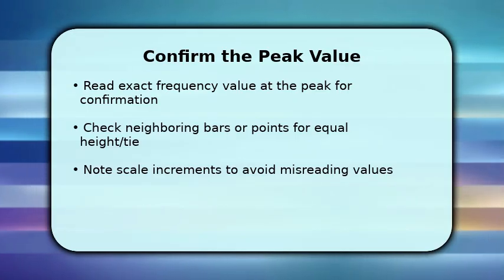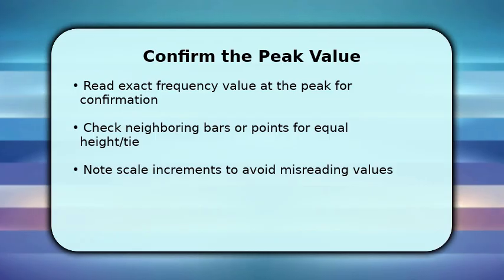Once you confirm numeric superiority, mentally record that category as the mode. This step prevents mistakes from visual illusions or irregular scale.